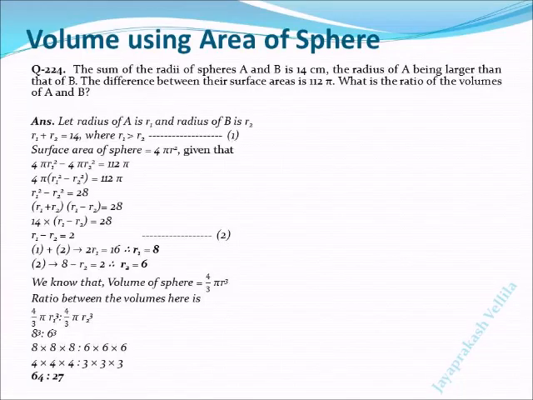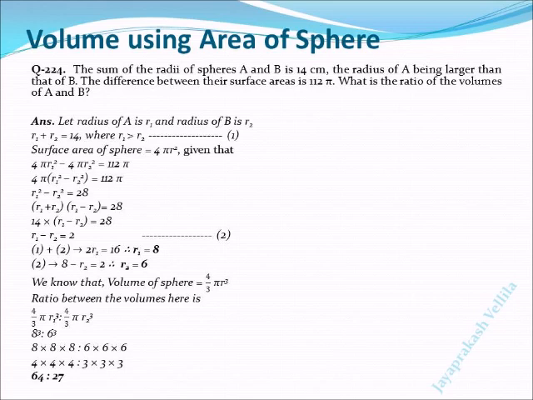Dear friends, today's question is about volume of a sphere, finding the given area of a sphere. Question is, the sum of the radii of spheres A and B is 14 cm. The radius of A being larger than that of sphere B. The difference between their surface areas is 112 pi. What is the ratio of the volumes of A and B?